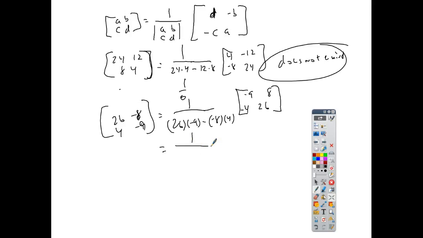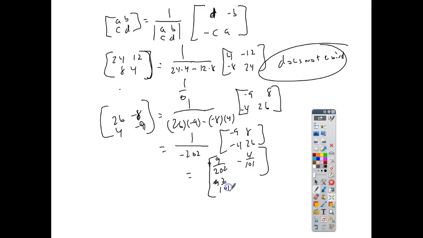So then I'm going to go 1 over, this is awful, 260 minus 26 would be... Wait, why did you flip it? Because that's what we do. So the determinant is going to be negative 202? No, it can't be. 26 times negative 9 is negative 234. You're right. I'm wrong. Okay, and then this becomes negative 9, 8, negative 4, 26. Distribute that back in, and I get negative 9 over negative 202, which is a positive. I get negative 4 over 101. Nope, I get a positive 2 over 101. And I get 13 over negative 101. So that would be my final matrix right there.